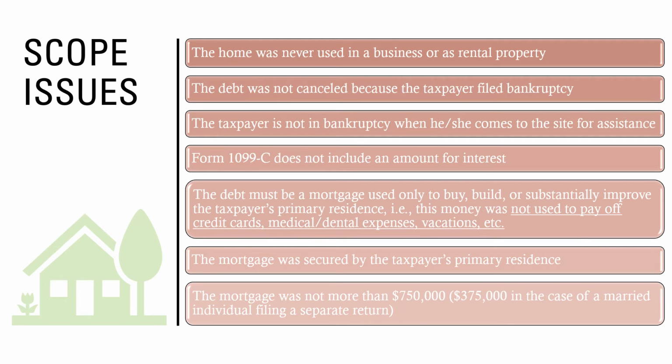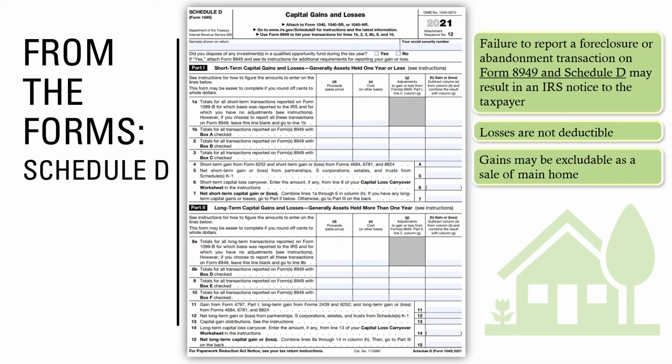And there's a limitation on the exclusion. So the mortgage cannot have been more than $750,000. And of course, for our married filing separate returns, that amount is cut in half to $375,000. As we talked about before, our foreclosures and abandonments are treated like a sale.